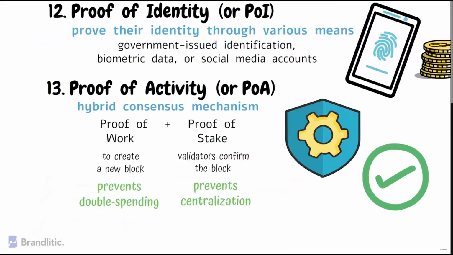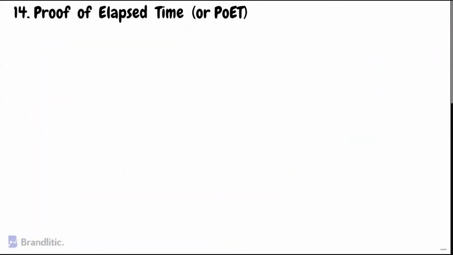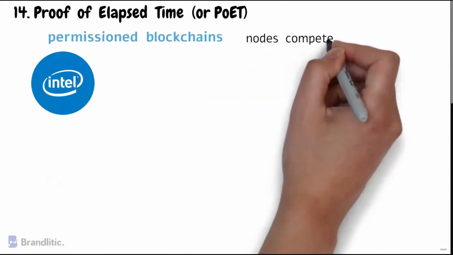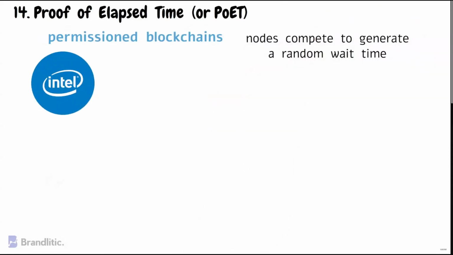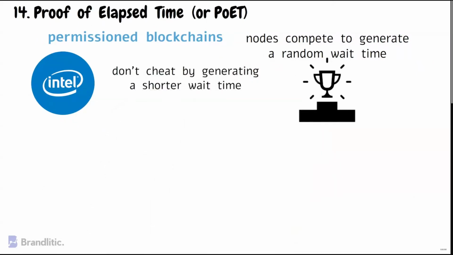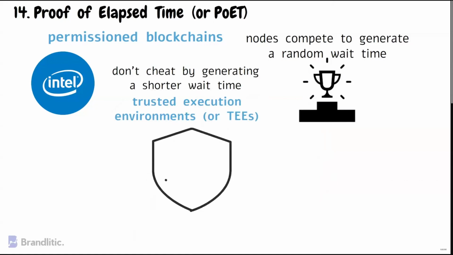Next, number 14, proof of elapsed time or POET. Now, this is a consensus algorithm primarily designed for permissioned blockchains and is developed by Intel. In POET, nodes compete to generate a random wait time, and the node that completes the wait time first is chosen to create the next block. Here, to ensure that nodes don't cheat by generating shorter wait times, POET uses special hardware called Trusted Execution Environments or TEEs that create a random wait time and protect it from manipulation.